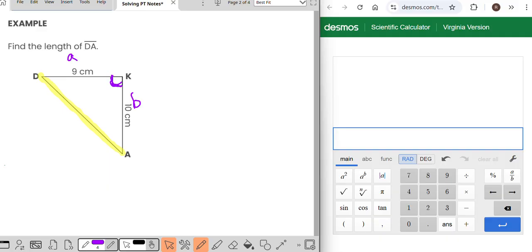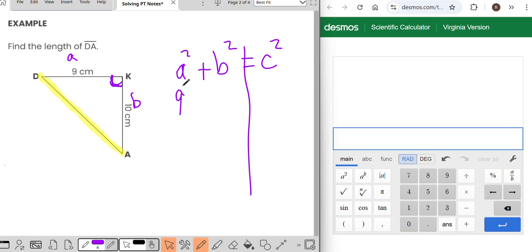So what we're going to do first is we are going to solve this longhand, which is A squared plus B squared equals C squared. All right. And I'm going to draw a line. So I'm going to substitute. What is my A equal to? 9. So I'm going to have 9 squared plus, and B, what is my B equal to? Which is 10. 10 squared equals, and we have no idea what DA is. So I'm just going to leave it C, okay?